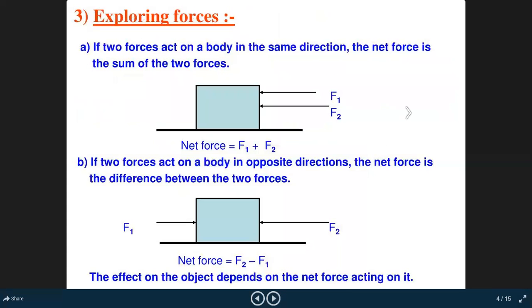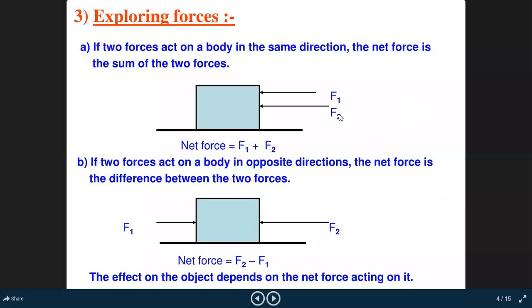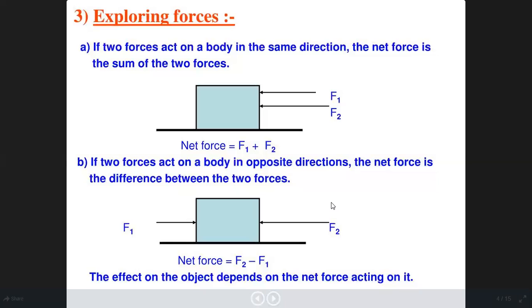The most important, the numerical part of this chapter, is what we call net force. If two forces are acting in the same direction on an object, then these two forces will be added. That means the net force will be the sum of the two forces. As you can see in part A, two forces are acting, so net force will be F1 plus F2. But if two forces are acting in the opposite direction, then it will be F2 minus F1. But you have to keep in mind, you have to keep the greater force ahead.